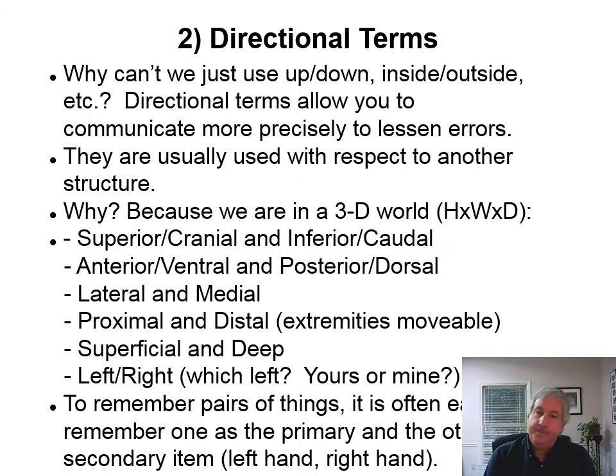Next slide. So directional terms. We have directions in the body. We're 3-dimensional beings, so we are in a 3D world. So we have superior, cranial, inferior, caudal, anterior is ventral, posterior is dorsal, lateral, medial, proximal, distal, superficial, deep, left, right. So why can't we just use up, down, inside, and out?